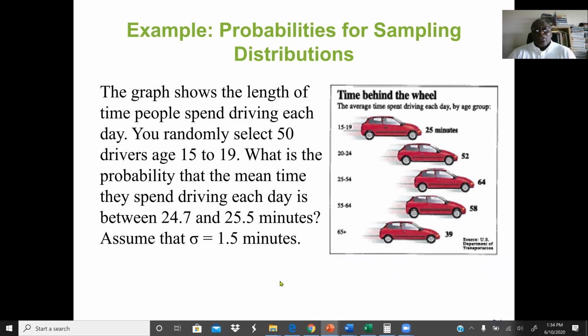So another example given: the graph shows the length of time people spend driving each day. You randomly select 50 drivers, ages between 15 and 90. What is the probability that the mean time they spend driving each day is between 24.7 and 25.5 minutes? Here they say we shall assume a standard deviation of 1.5.